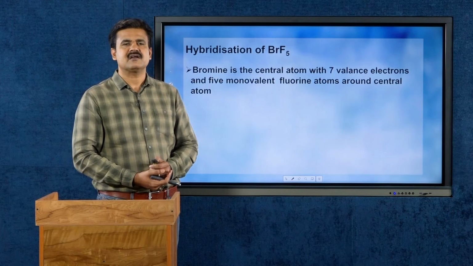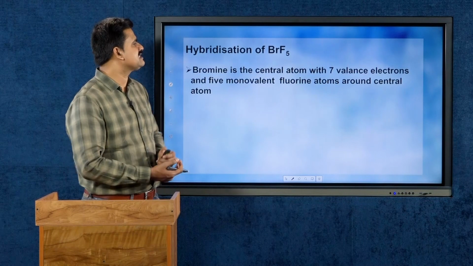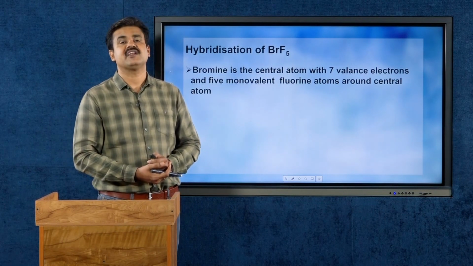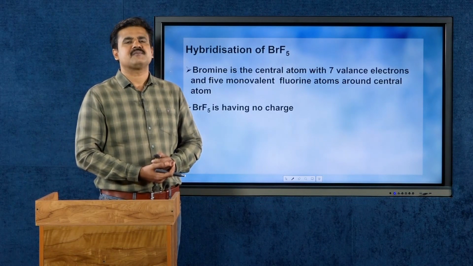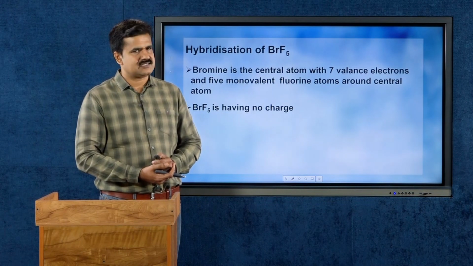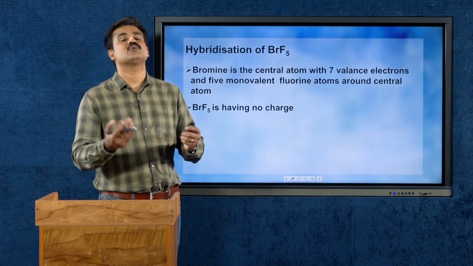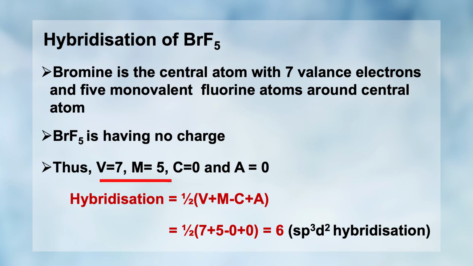First of all, we are looking at the hybridization of the BrF5 molecule. Bromine is the central atom with 7 valence electrons, and 5 monovalent fluorine atoms are present around the central atom. It should be noted that from the molecular formula, you cannot see any charge. That's why we can say that BrF5 has no charge, or it is a neutral molecule. Thus, the number of valence electrons V is equal to 7, the number of monovalent atoms around the central atom is equal to 5, the cationic charge C is equal to 0, and the anionic charge A is equal to 0.